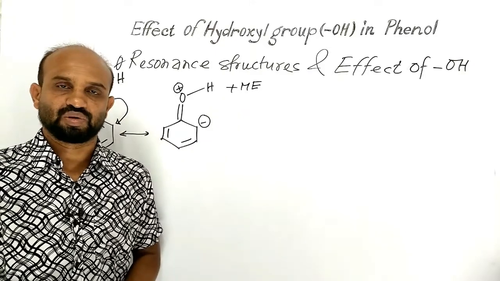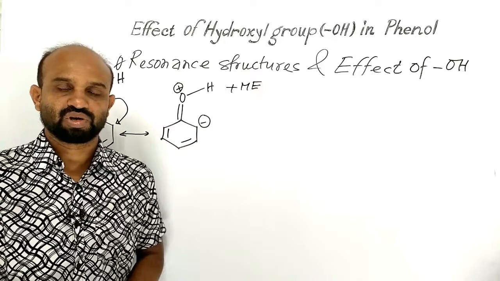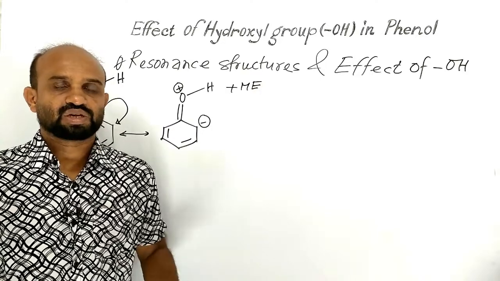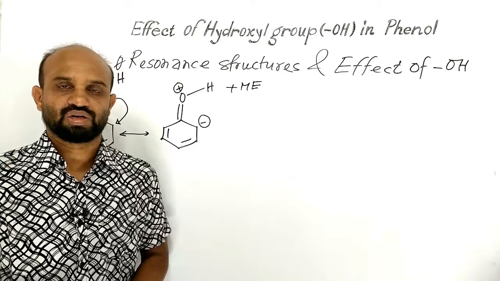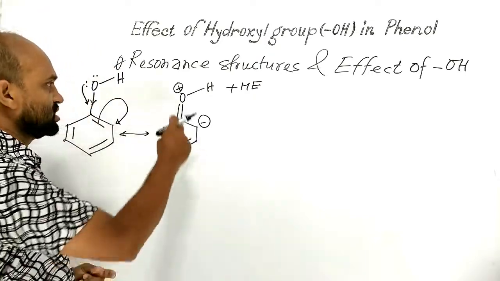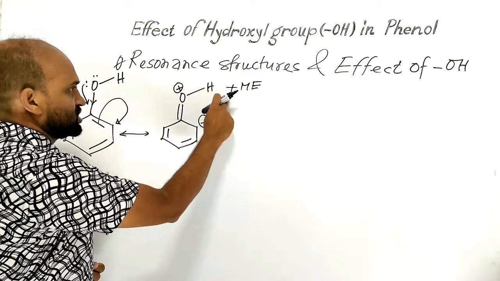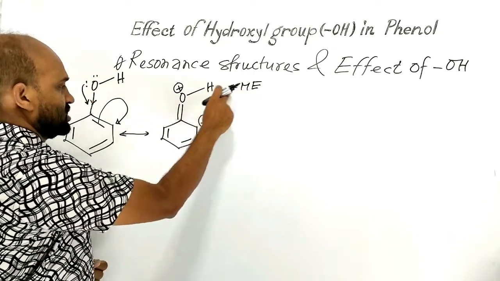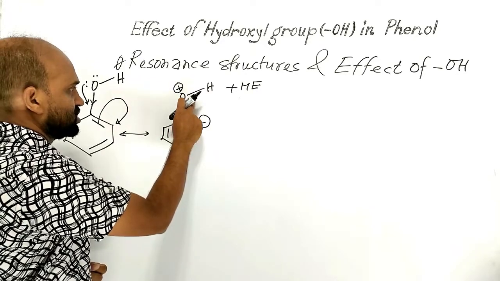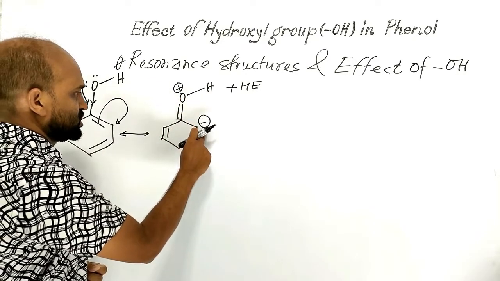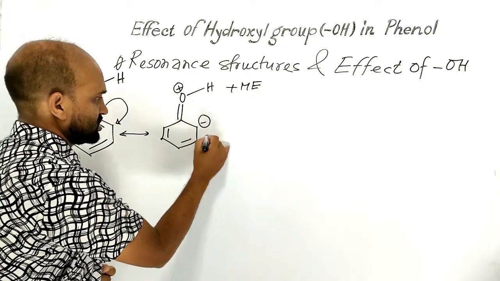Mesomeric effect involves lone pair electrons or pi bonding electrons, but inductive effect involves sigma bonded electrons. So here hydroxyl group demonstrates positive mesomeric effect. Because of the positive mesomeric effect of hydroxyl group, ortho position of benzene ring becomes electronically rich.